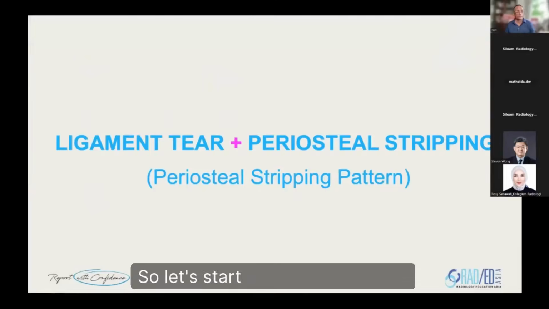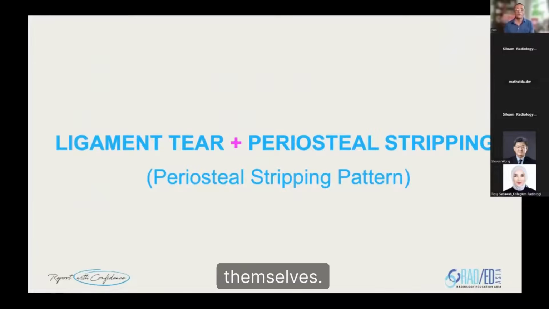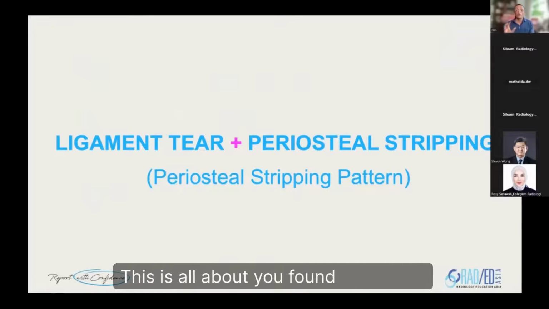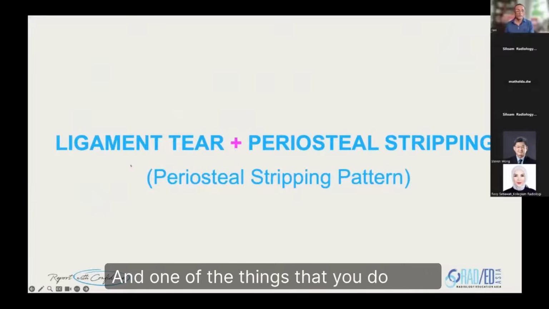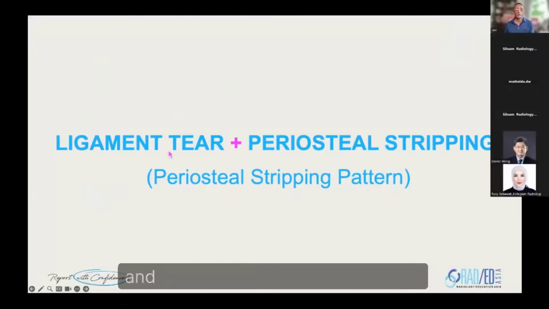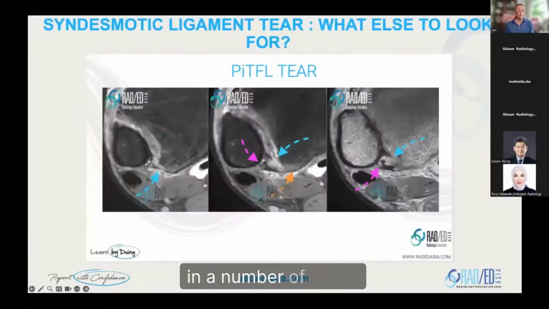So let's start, and we're going to look at ligament tears and periosteal stripping. Now, I'm not going to go into the actual ligament tears themselves. This is all about, you found a ligament tear, what more do you need to look at? One of the things you do need to look for is periosteal stripping, and this is a pattern that we will see in a number of joints.